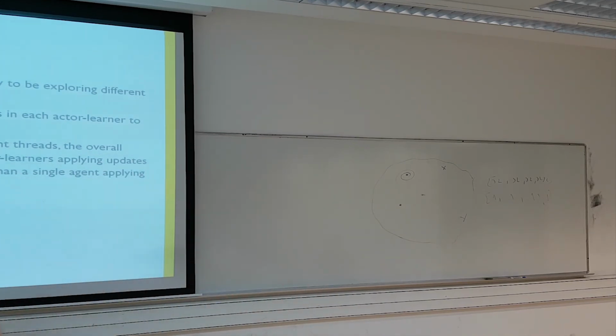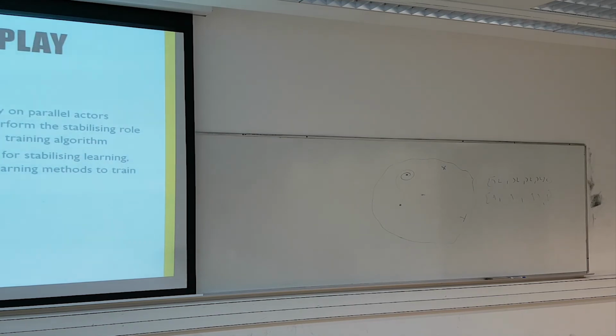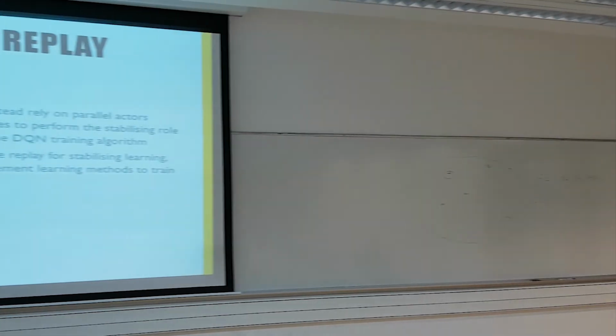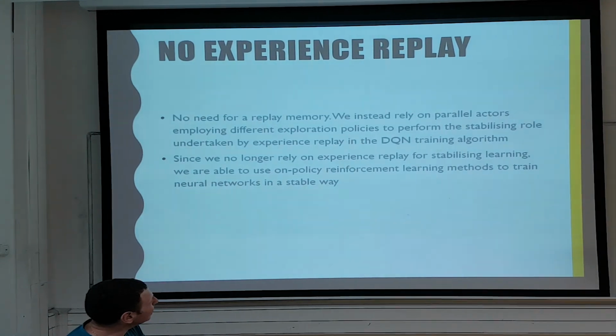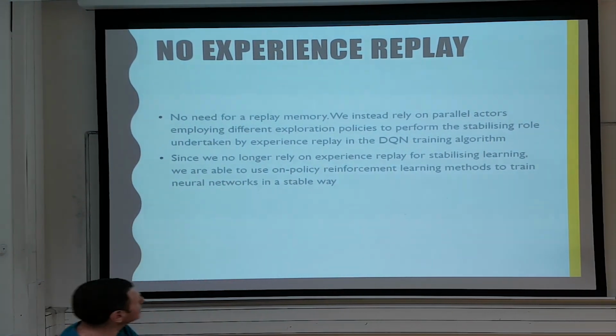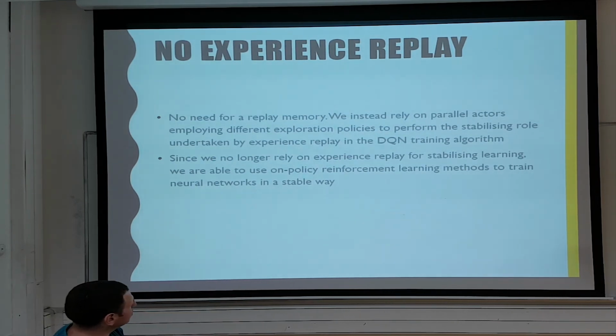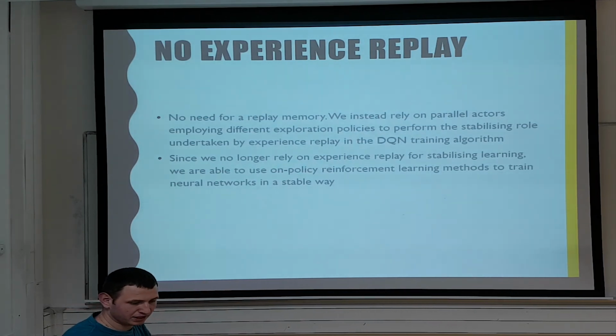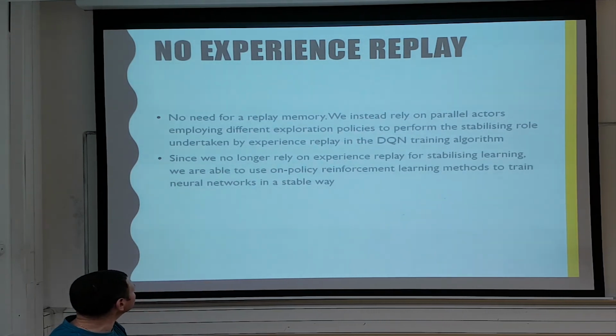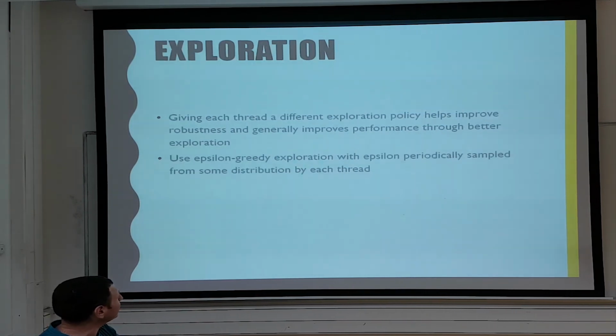So the different exploration process in each actor learner is by maximizing the diversity. Here we no need to rely on replay memory. We instead rely on our parallel actors employing different exploration policies to perform the role established by experience replay. This is deep Q learning. Since we no longer rely on experience replay for stable learning, we are able to use on-policy reinforcement learning methods to train the neural network in a stable way.